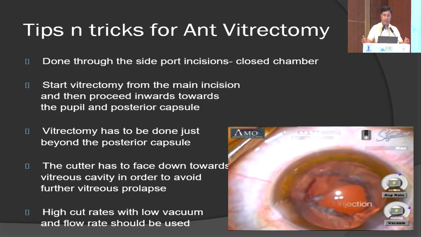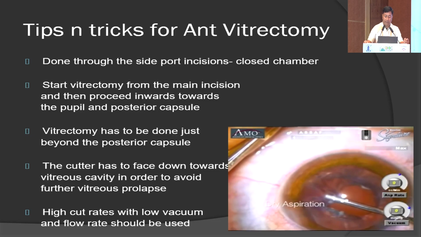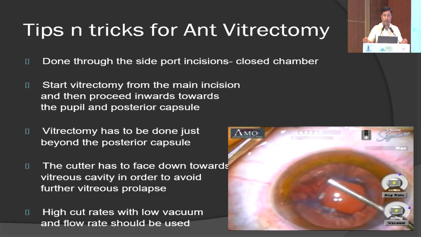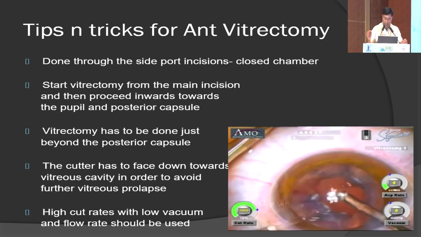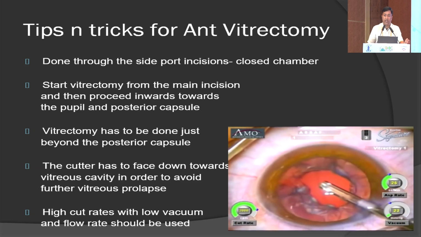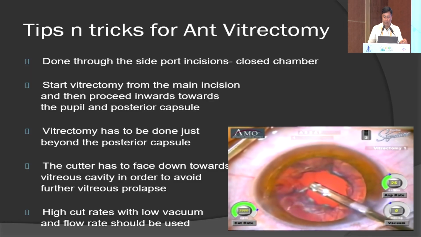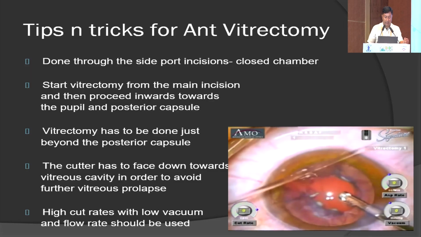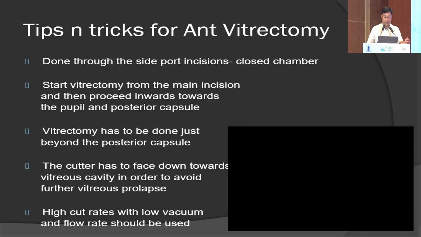So the first thing is, don't panic, put some dispersive viscoelastic, and then, like in this case, where there was just some amount of cortical matter left, it can be removed just by dry aspiration of the cortical matter. Whenever you do a dry aspiration, some part of vitreous will again come inside the anterior chamber. You need to go ahead and do a dry vitrectomy again. The parameters have to be a high cut rate with low vacuum and low flow rate. This was from the limbal route.